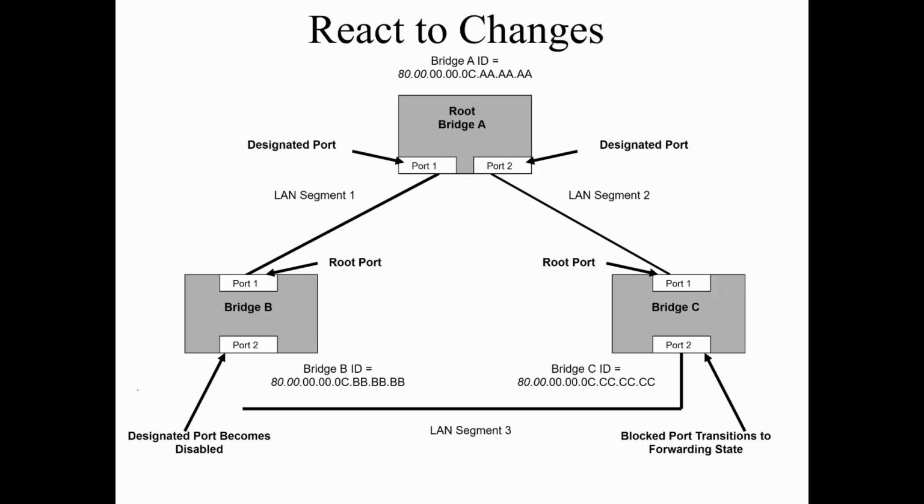Why does this one become disabled? In this scenario, this one actually is blocking. So this one actually gets disabled because there is no endpoint to it.